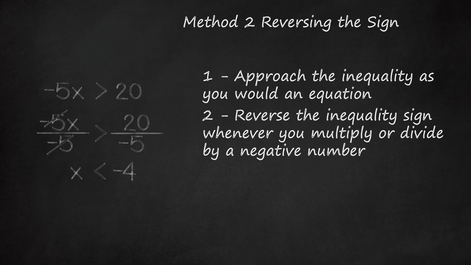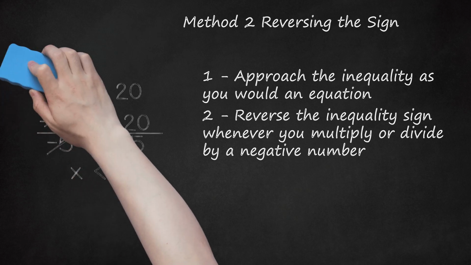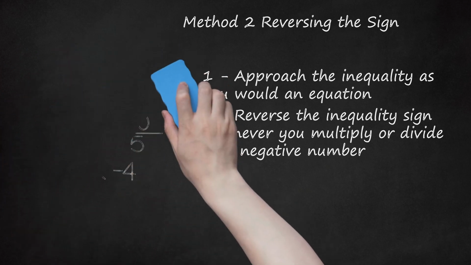For example, to solve the inequality -5x > 20, you need to divide each side by -5 to isolate the variable. Thus, you need to reverse the direction of the inequality sign: -5x > 20, -5x/-5 < 20/-5, x < -4.